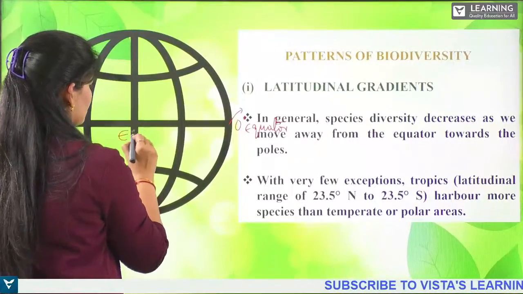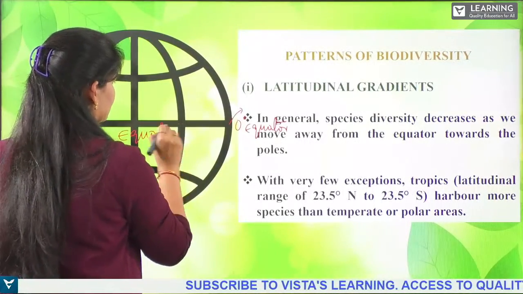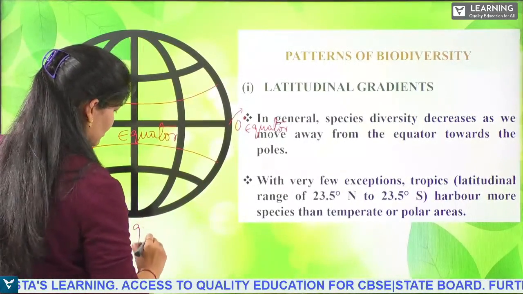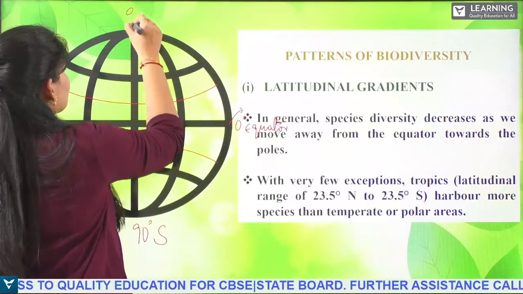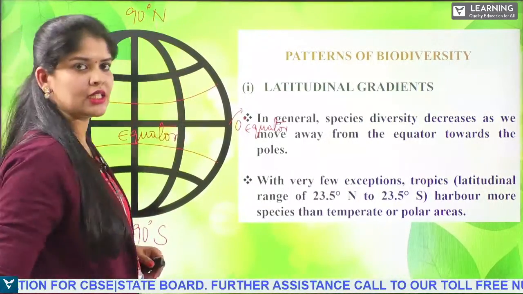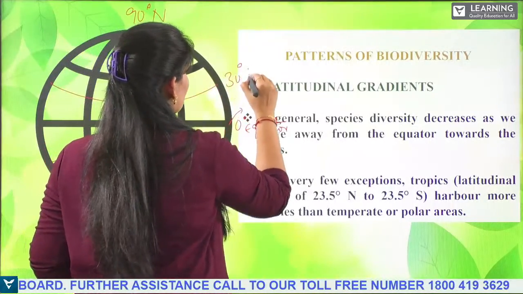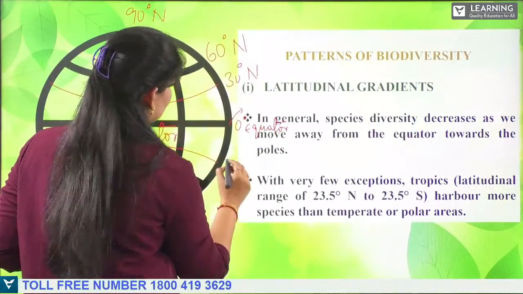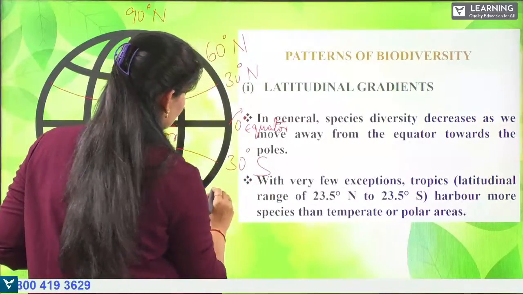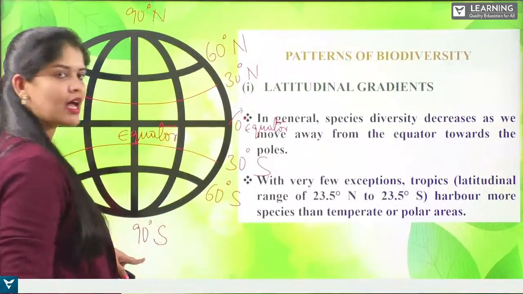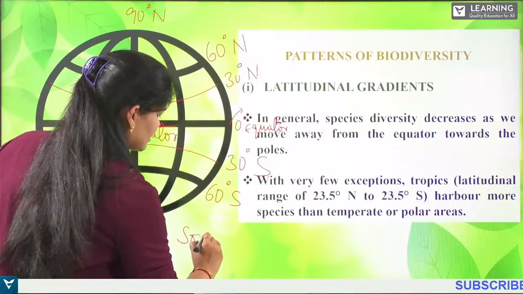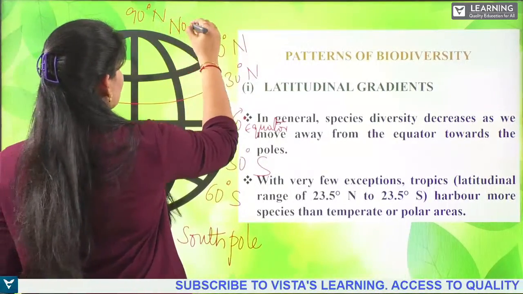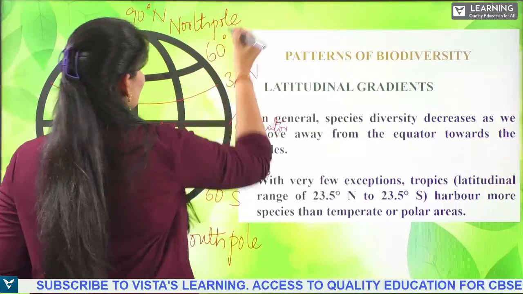This line is our equator, right? 90 degrees south, 90 degrees north, 30 degrees north, 60 degrees north. Same way here also, 30 degrees south, 60 degrees south and 90 degrees south. This is South Pole and this is North Pole. This is just for your understanding.